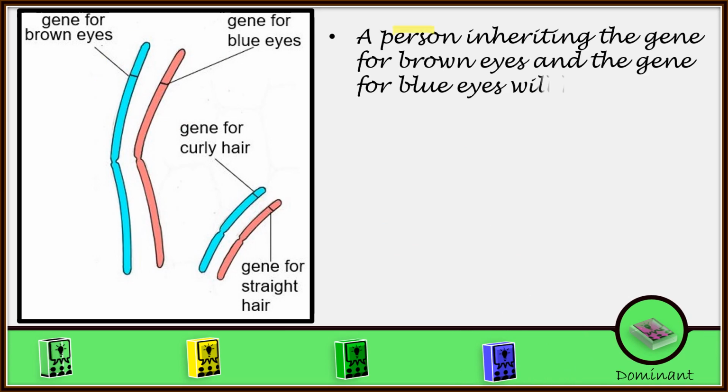A person inheriting the gene for brown eyes and the gene for blue eyes will have brown eyes. For example, if you look here, this person inherited a gene for brown eyes, and he also inherited a gene for blue eyes. Now, which type of eyes is this person going to have? Because he has both genes, one for blue eyes and another one for brown eyes. But here we are having the person becoming with brown eyes.